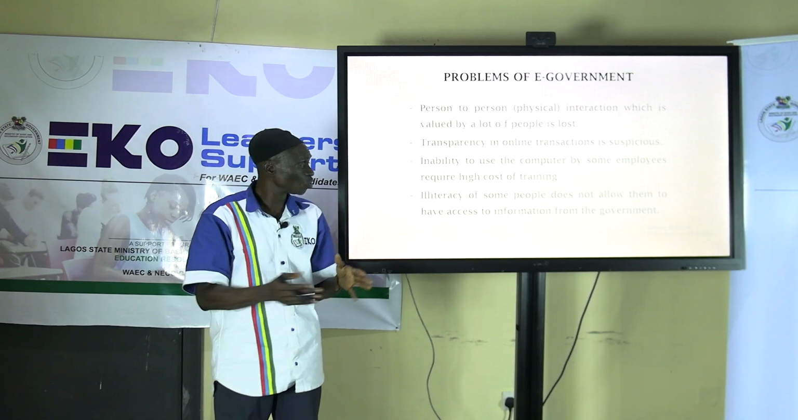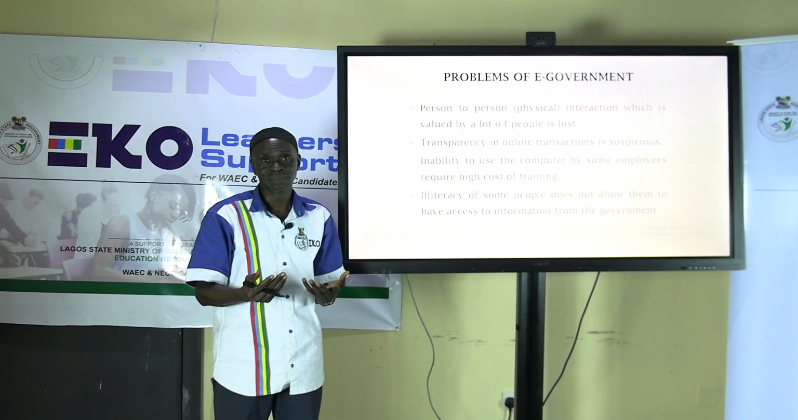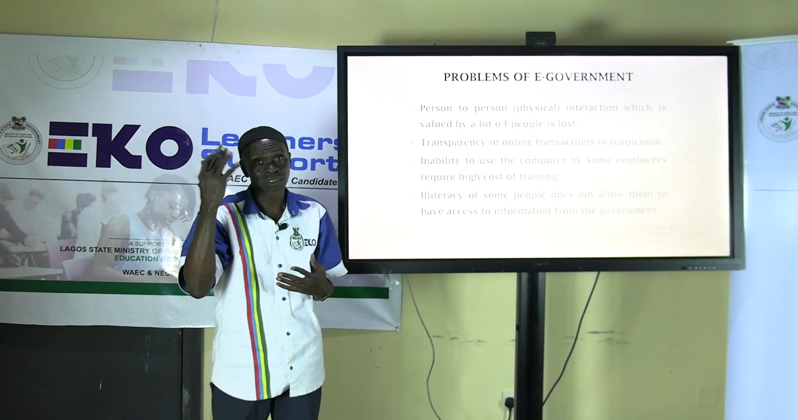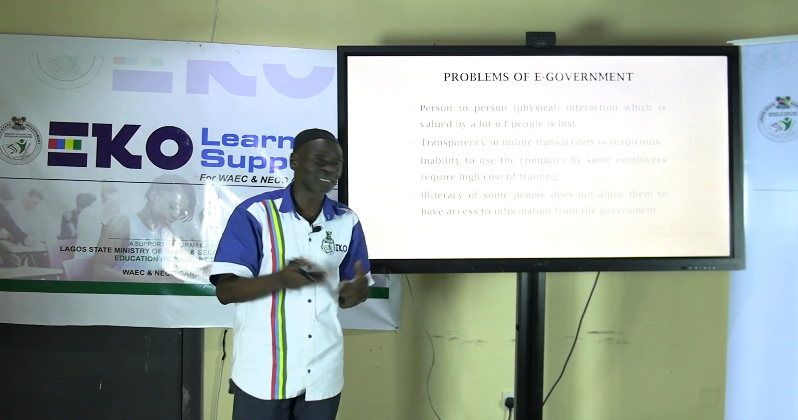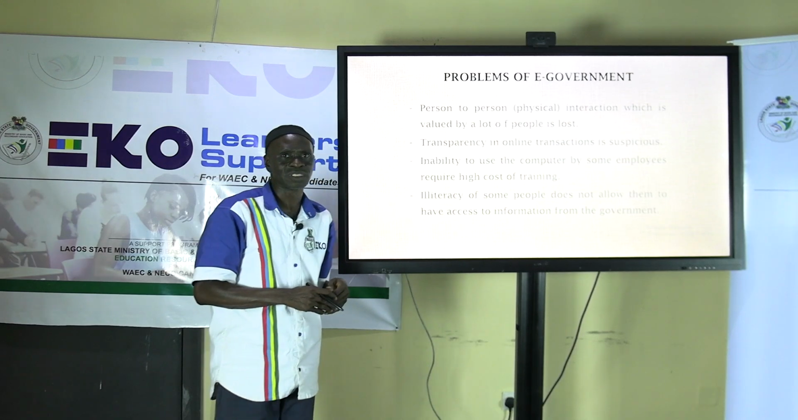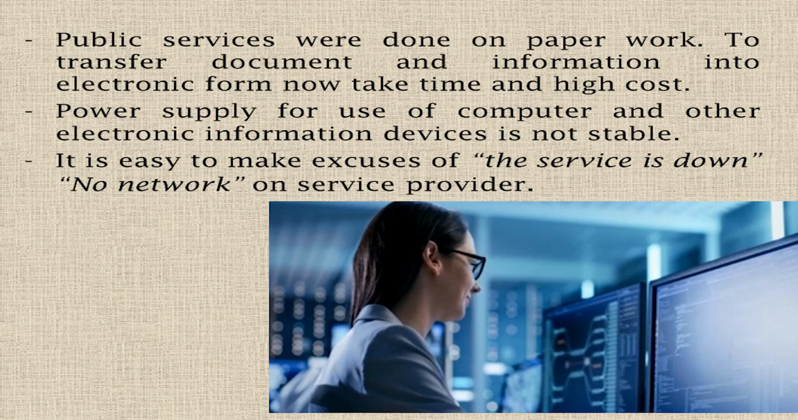In that wise, you see that the inability to read and write has been a problem to them. Maybe some just have a phone to be able to make calls to their family members and relations. Therefore, illiteracy is affecting some of these things. The third one: public services were done on paperwork.